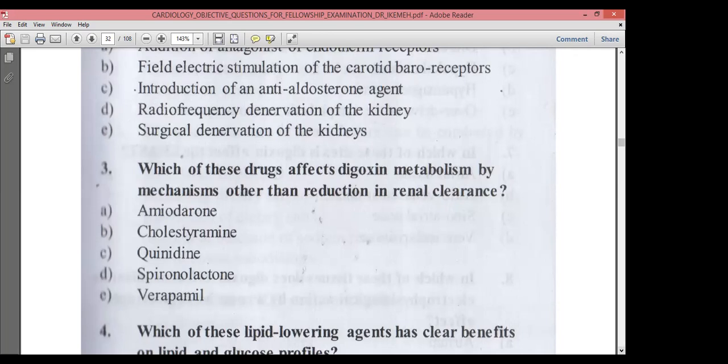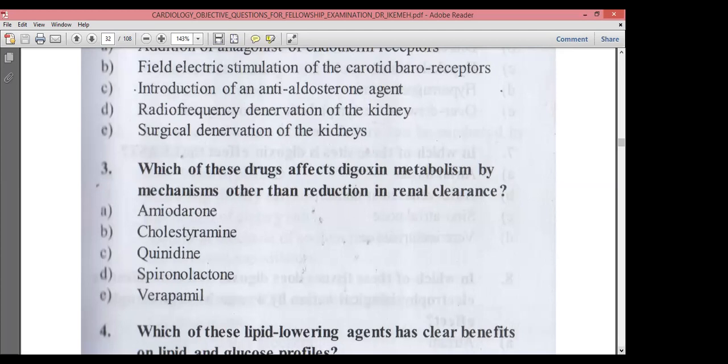Then quinidine also does the same thing. I didn't see anything about verapamil and spironolactone. But from his answer, the answer is cholestyramine. Also, I didn't see how it does that. But I know the drugs I saw that affect renal clearance of digoxin. I saw amiodarone, I saw quinidine. But his answer is cholestyramine.